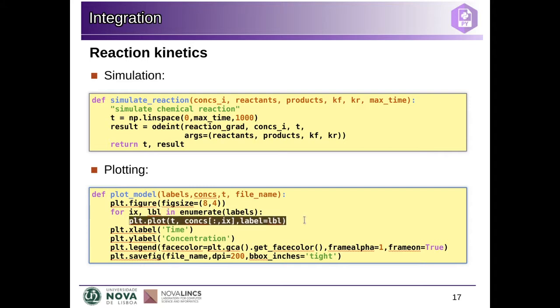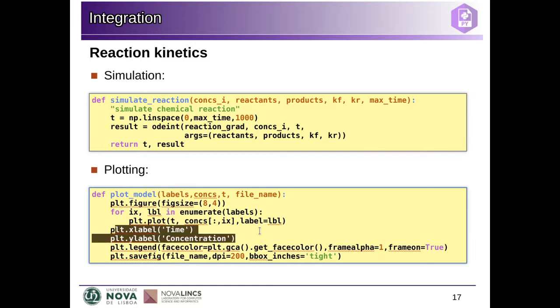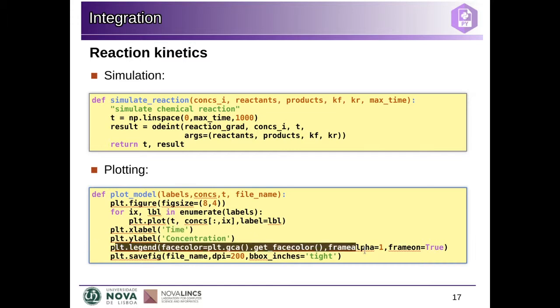This way we can match each label to the appropriate column on the concentrations and do the plot. Then we just put the axis labels and the legend here. Now I'll show you a slight detail here on the legend.